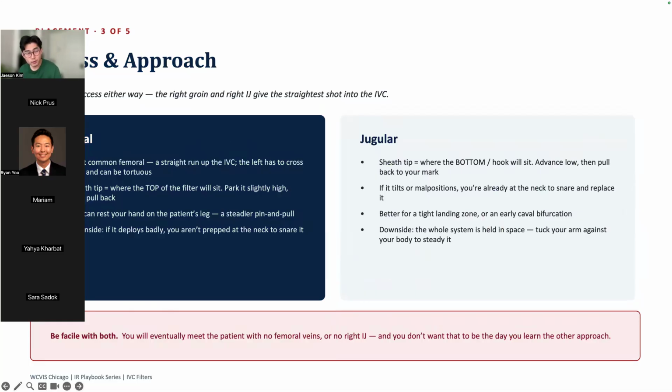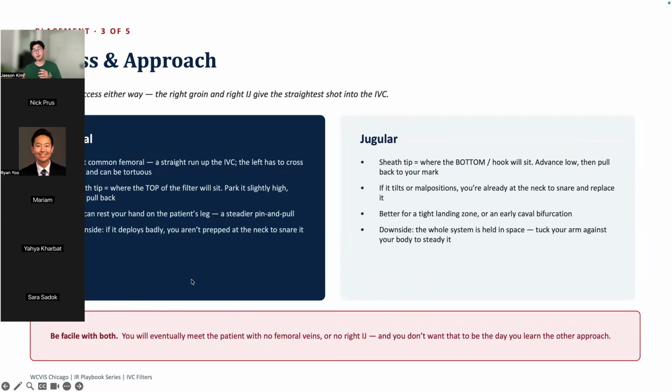Okay, so to place the filter, you have to get into the vein somehow. There are two main routes: up from the groin or down from the neck. The honest answer is that you should be able to do both by the time you're an attending, but let me explain how they differ. Either way, you have to go in from the right side.